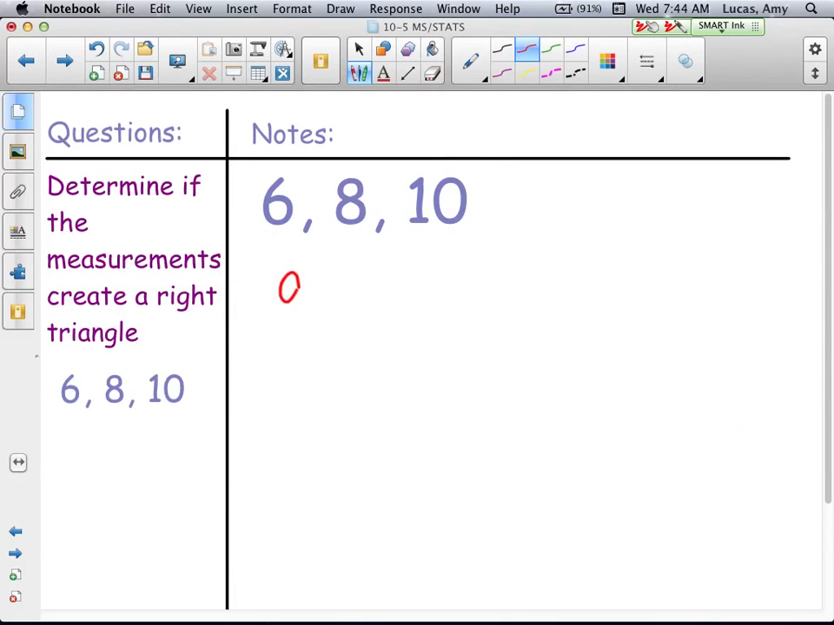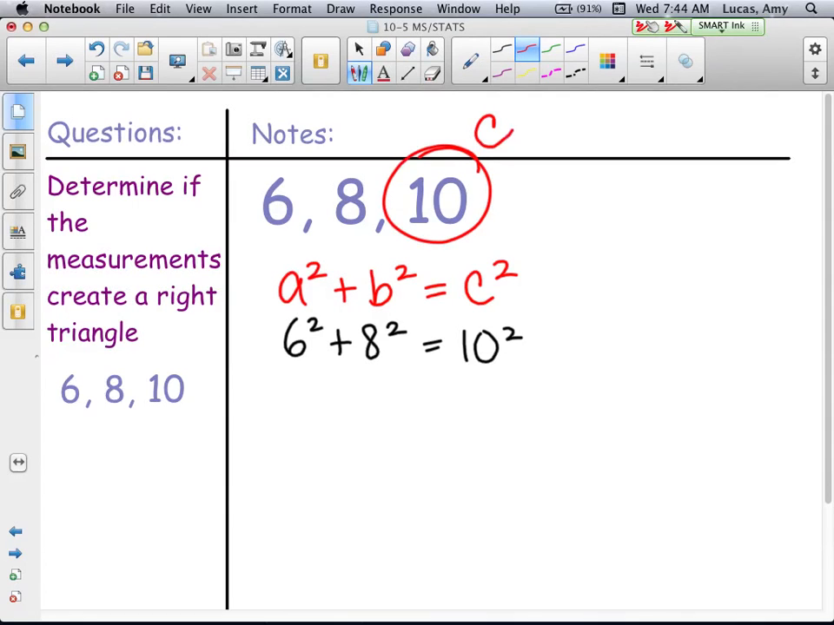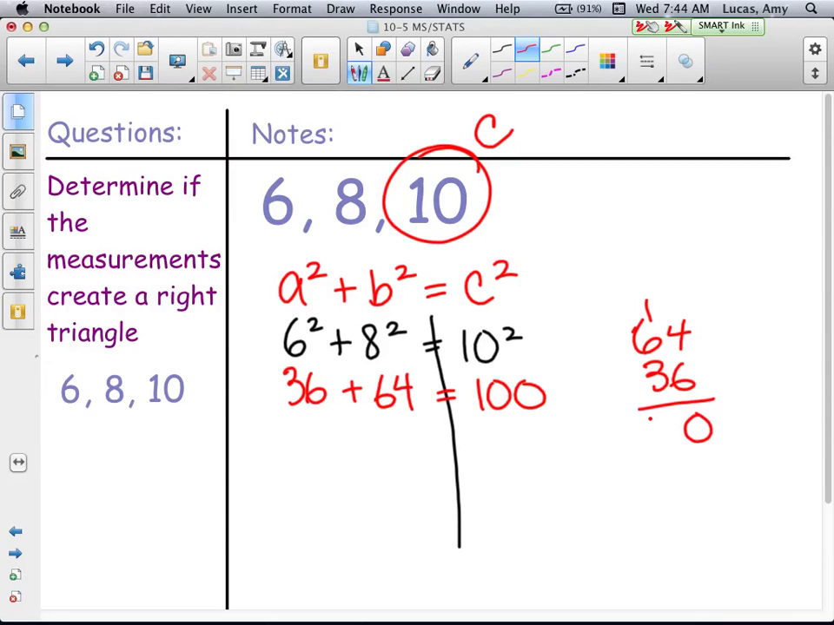Another one like that? Some of these common right triangles, hopefully you'll start to recognize. Plugging in the numbers on this one, keeping 10, the largest number, as my hypotenuse. 6 squared is 36, 8 squared is 64, and 10 squared is 100. If I add 36 and 64, do I get 100? Yes. So 100 is equal to 100. Yes, this is a right triangle.